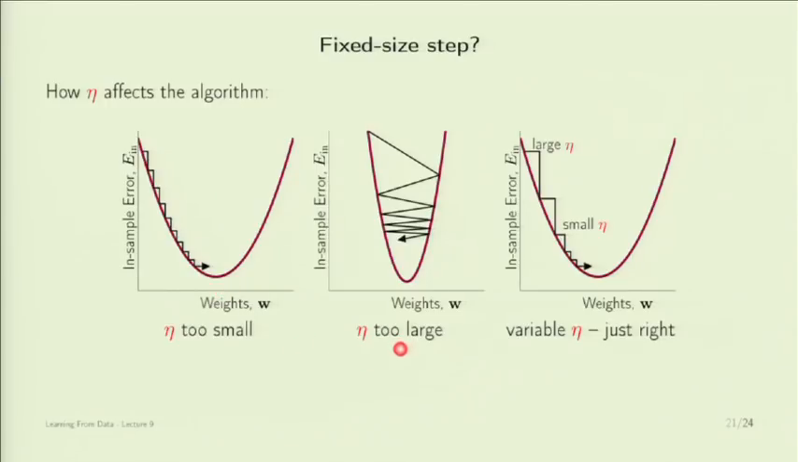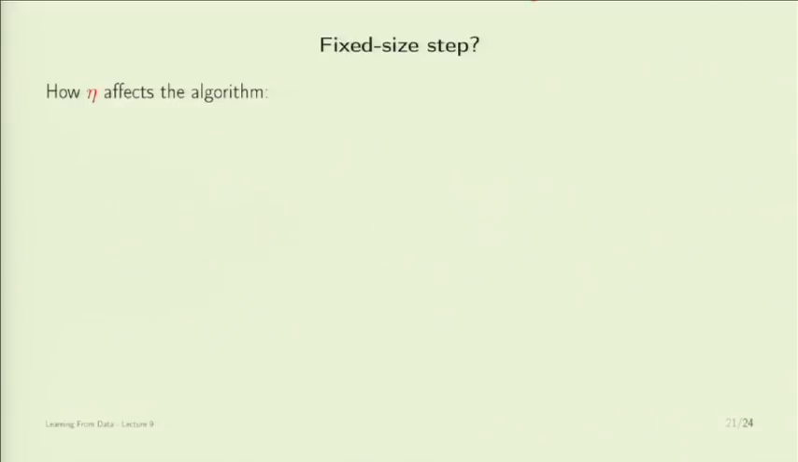Now I go to the other extreme and make eta large, and all of a sudden I am really doing this. You can even do worse. Let's say that eta is really large. You start here and you move, and your next step is here. So you end up with the error surface being up there. You went up instead of down, obviously, because the second order and third order terms dominate. So that is not good.